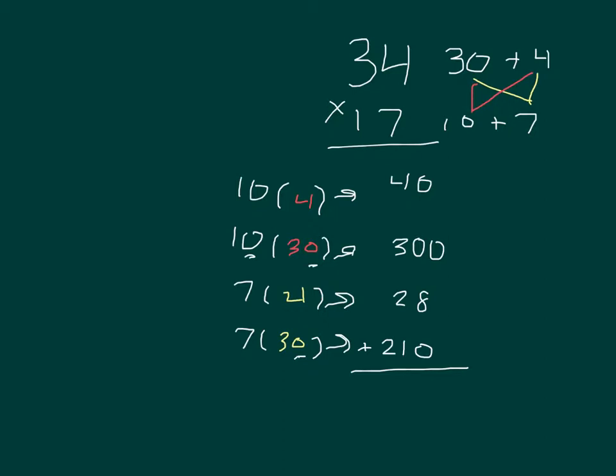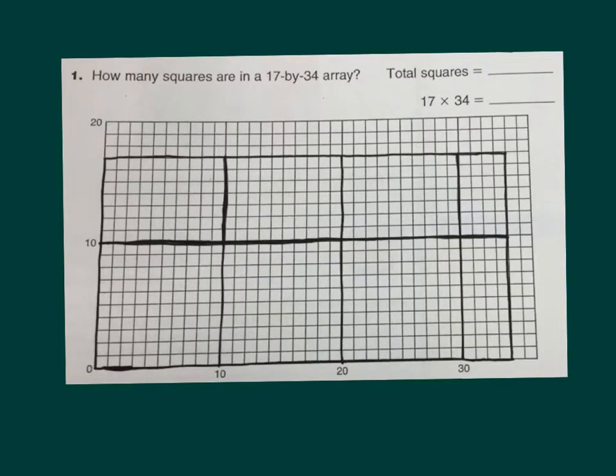And now I'm ready to add. So I'm going to add 40 plus 300 plus 28 plus 210, giving me a total of 578. I'm going to check my answer now using the array model. As you might notice, I already marked off my array. So it's 17 by 34.